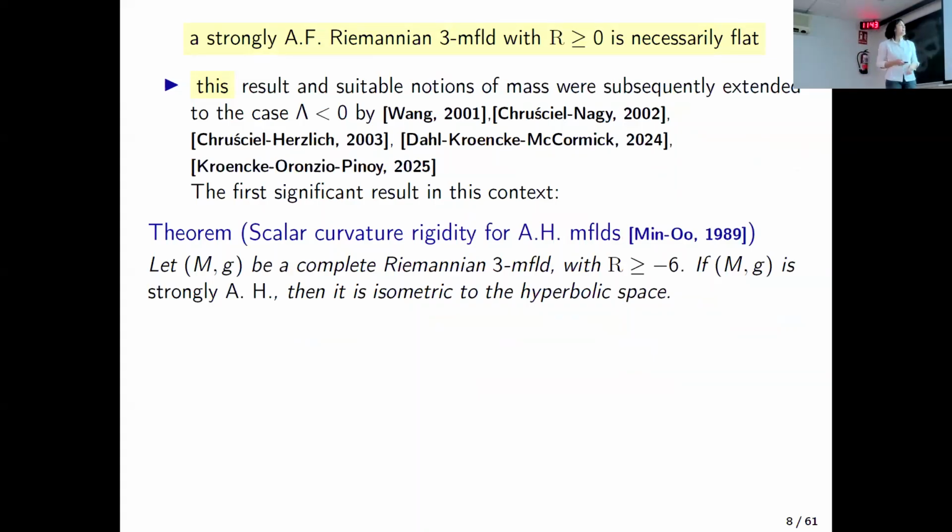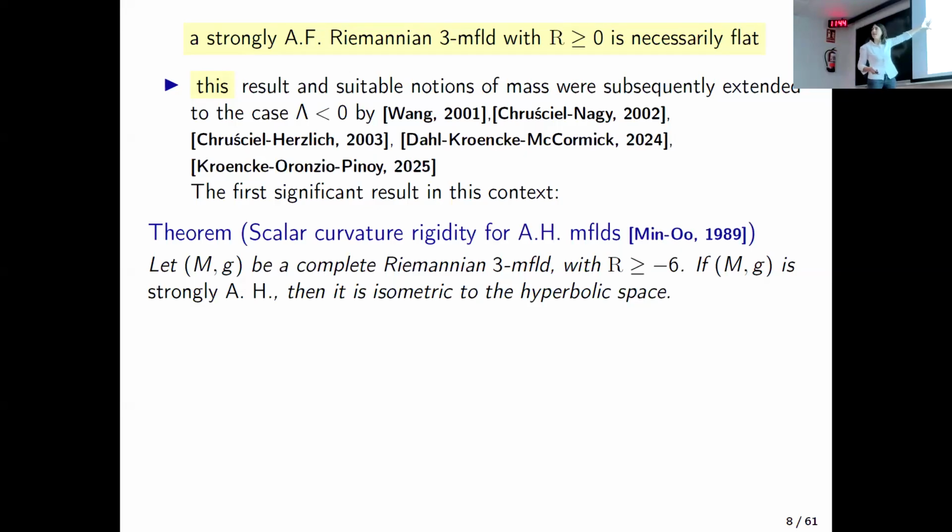In the same spirit, Min-Oo proposed and proved this theorem also for asymptotically hyperbolic space. So if you have a strongly asymptotically hyperbolic space, then it must be isometric to the hyperbolic space. I say this because in the case lambda negative, when the cosmological constant is negative, various concepts of masses were developed, and then also corresponding positive mass theorems and so on. But this was completely missing in the case of lambda strictly positive.